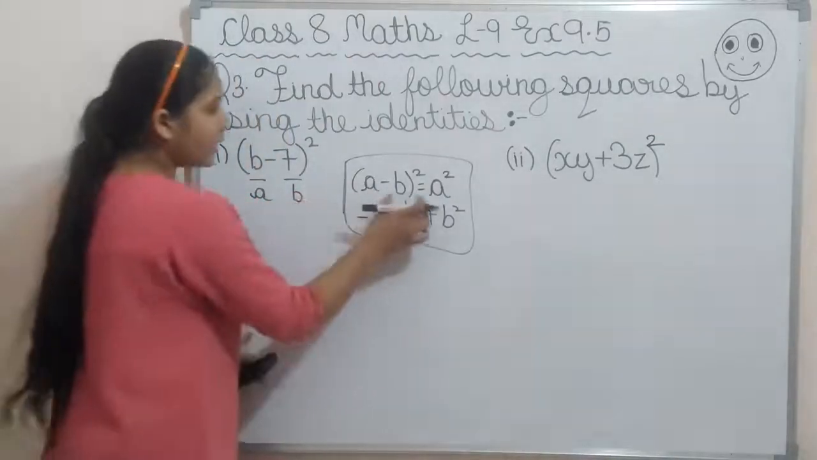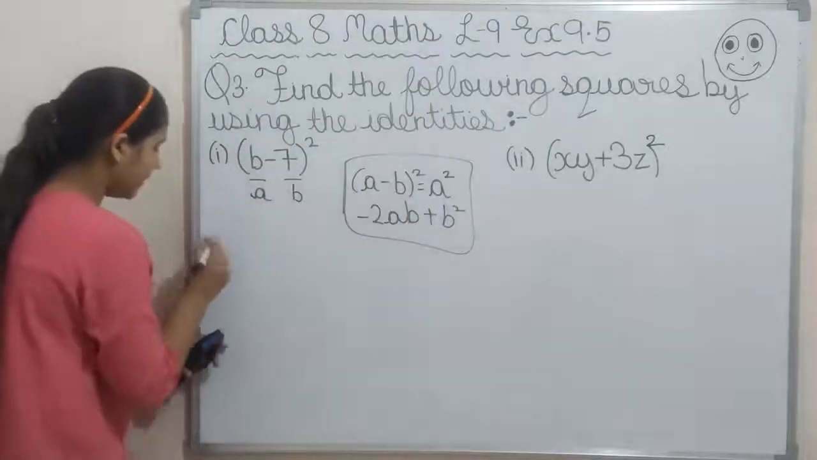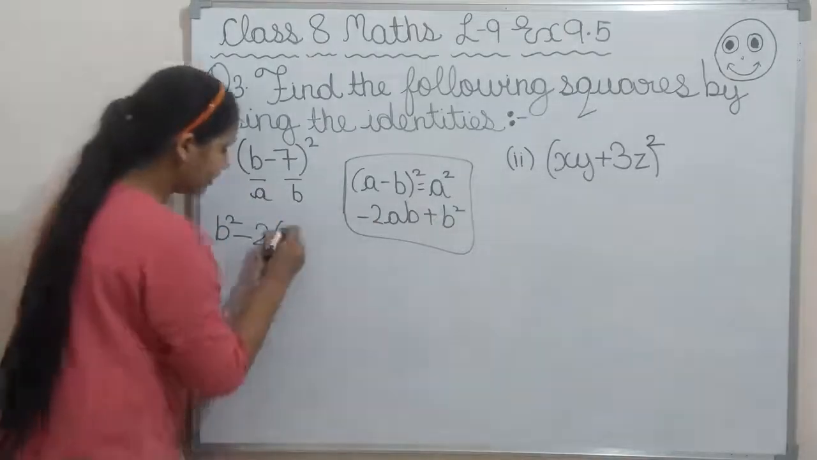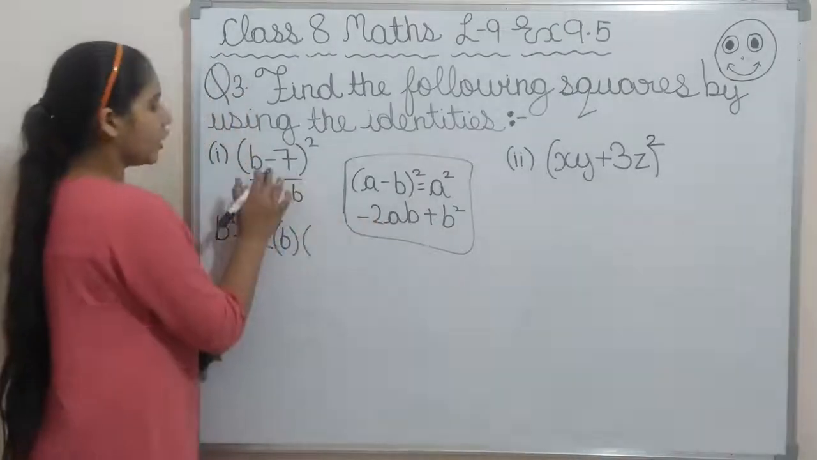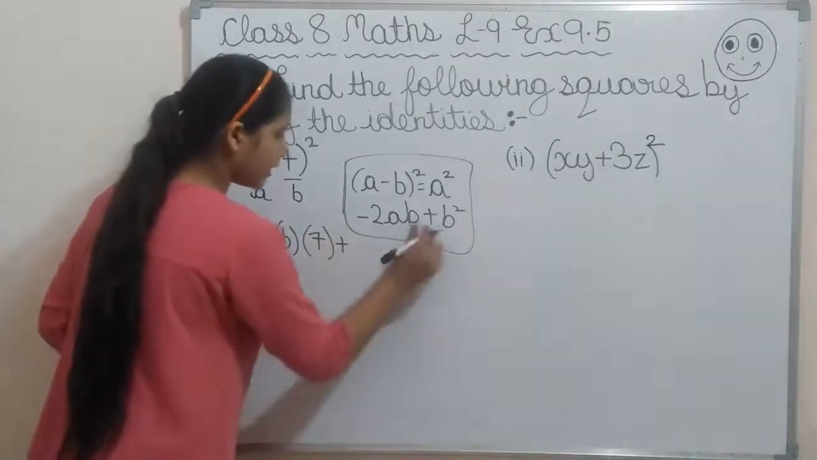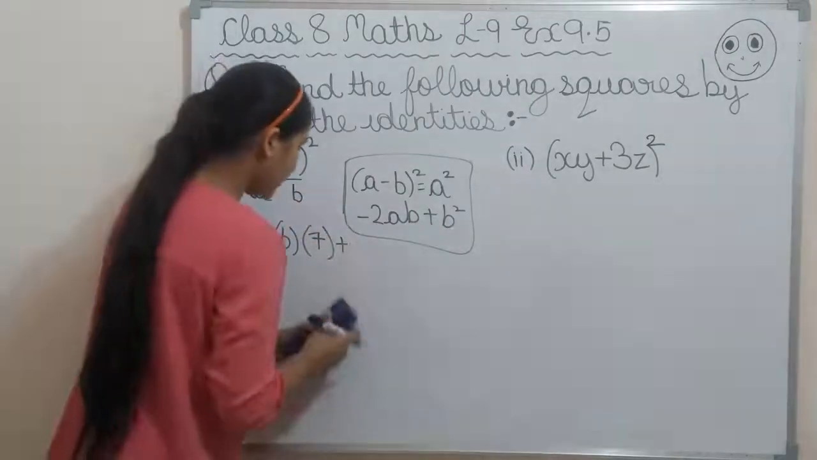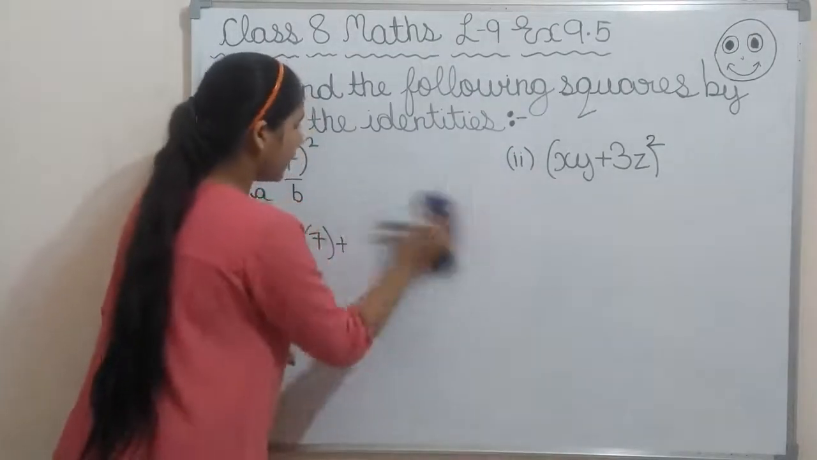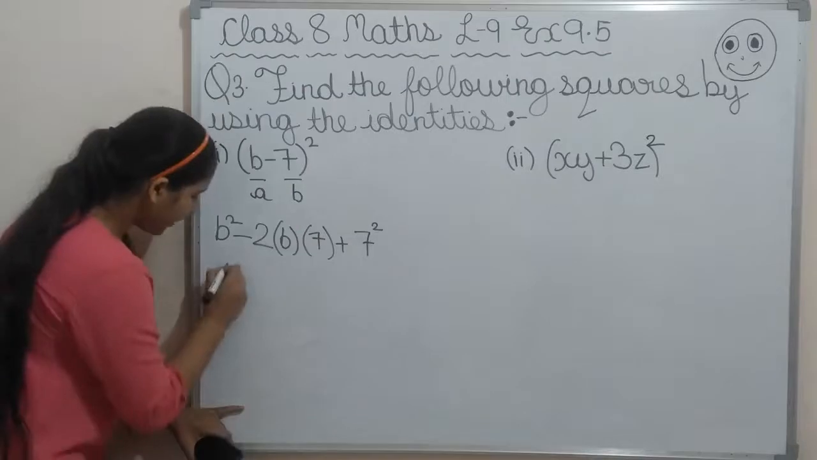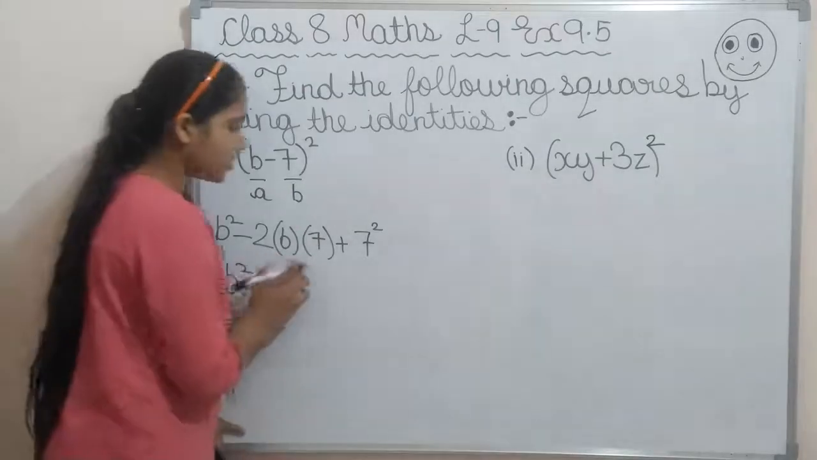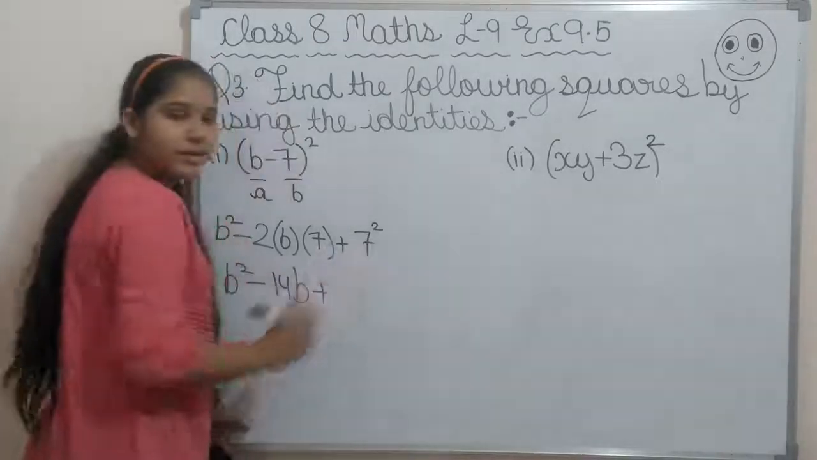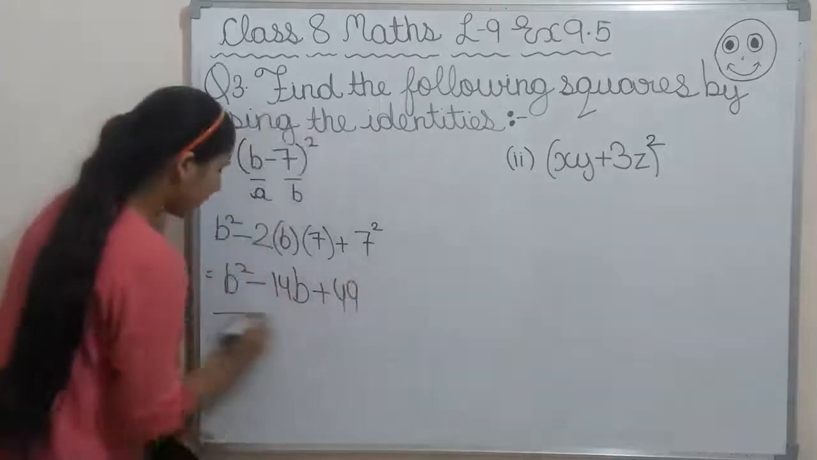Here a square is b square, since a is b. Then minus, as it is, 2 into a into b, where a is b again and b is 7. Then plus b square, where b is 7, so 7 square. So it is b square minus 2 into 7, that is 14b, then plus 7 square, 7 sevens are 49. So we have done the first part.